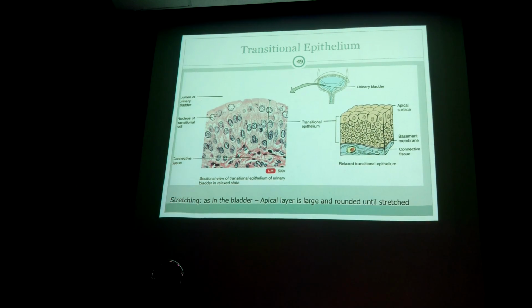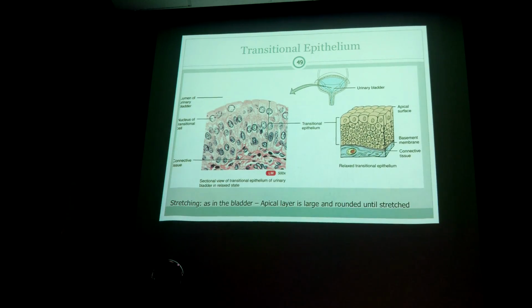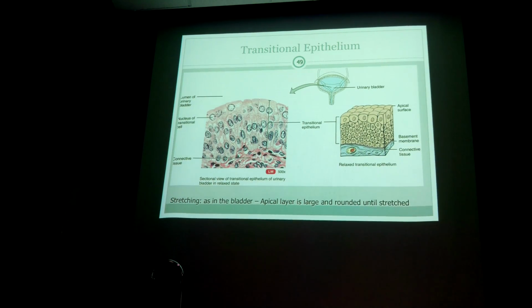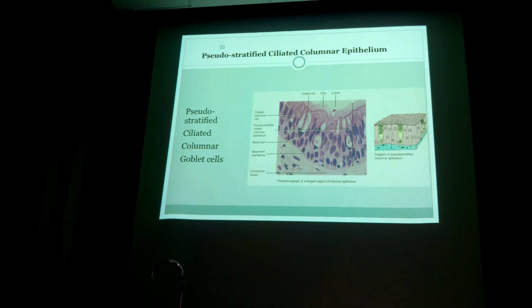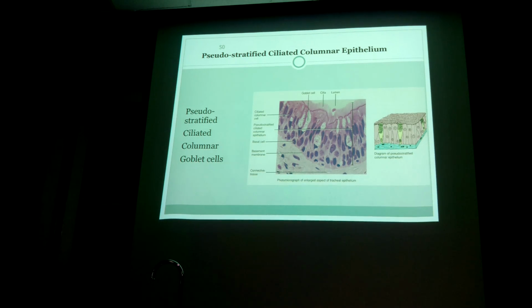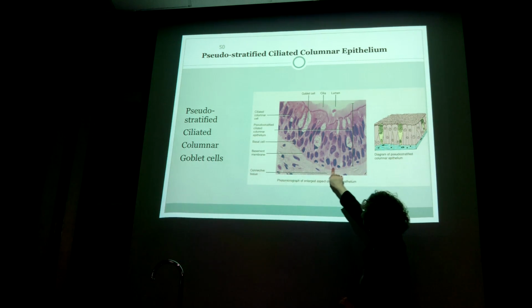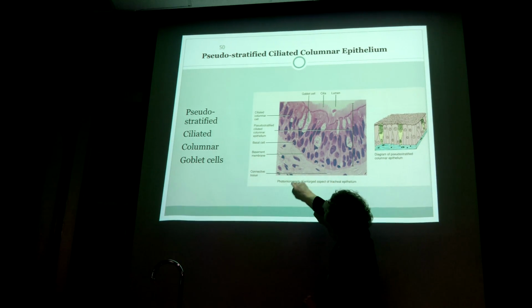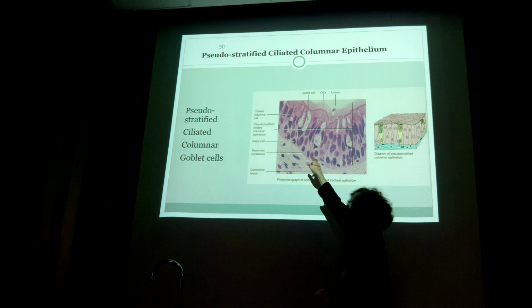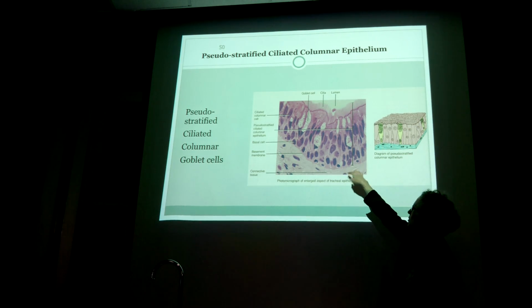And it allows for stretching. Now a lot of our organs stretch, but the bladder really stretches. And then this is, again, pseudostratified. So it looks like it's stratified, but it isn't really. Here, let's find everything. Here's the basement membrane. Here's some connective tissue. I don't see the blood vessels, but we know they're there.